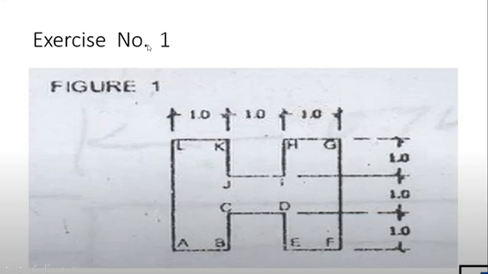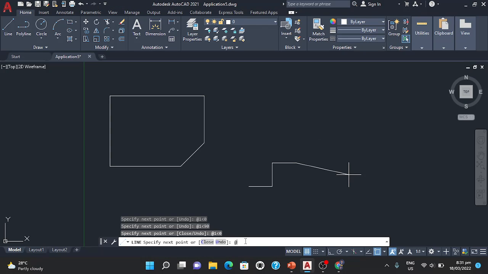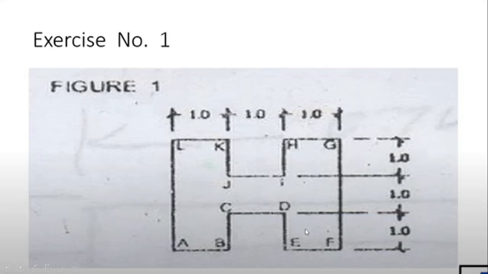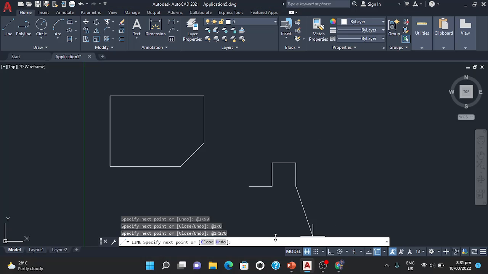Okay. Point D to point E. It is 1, the length, and it is going down. So let's indicate the angle 270. So at 1 angle 270. Okay. Next one. E to F. Point E to point F has a distance of 1. So let's indicate at 1. It's going to the right, so let's indicate the angle 0.